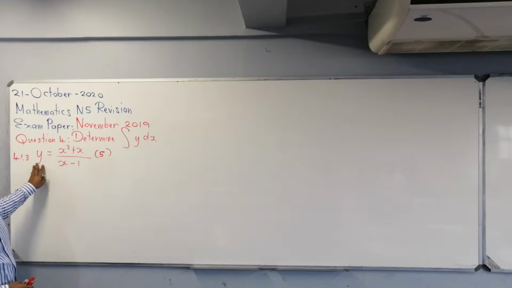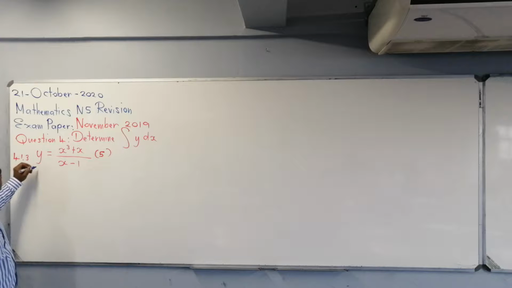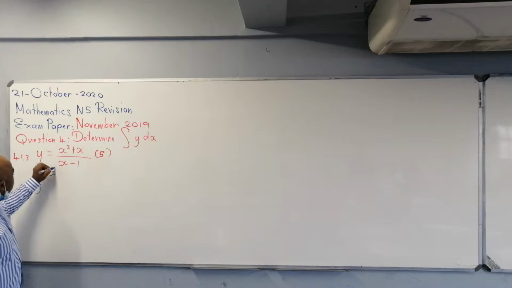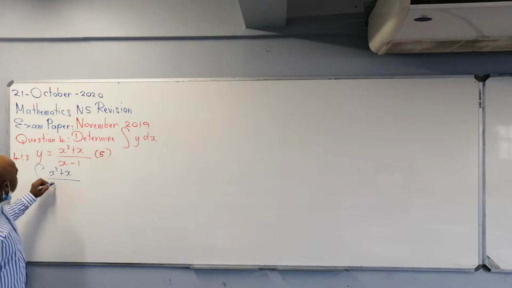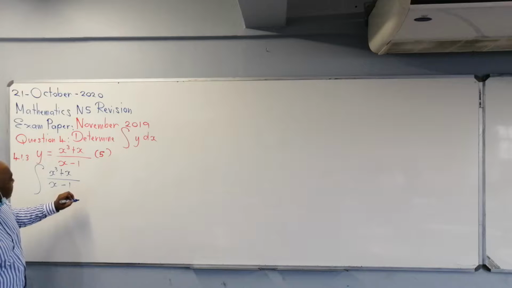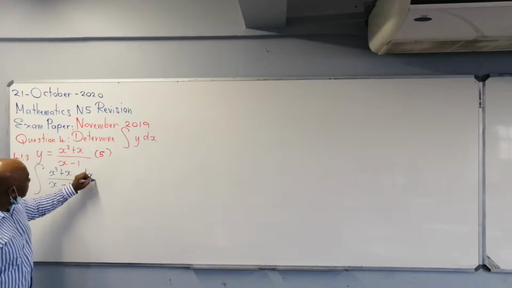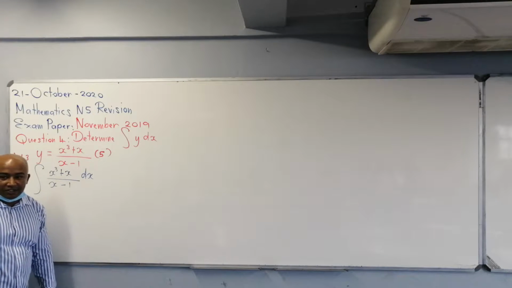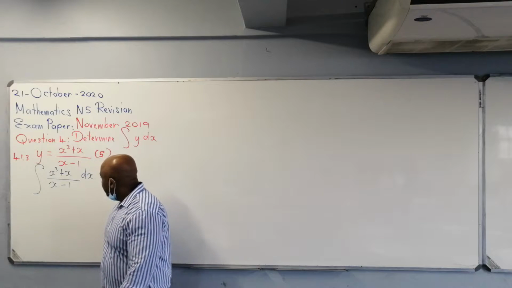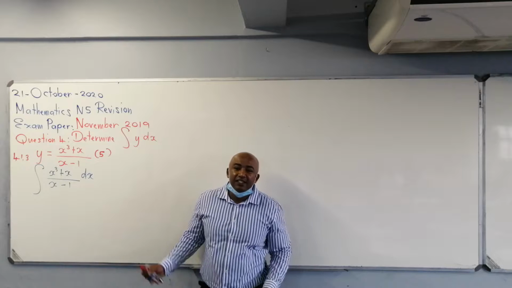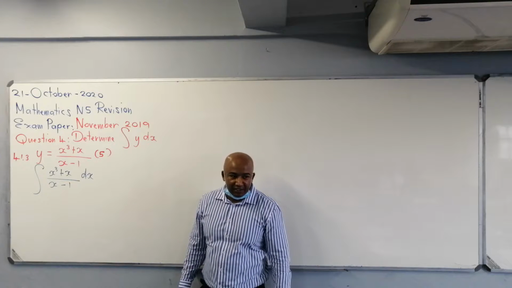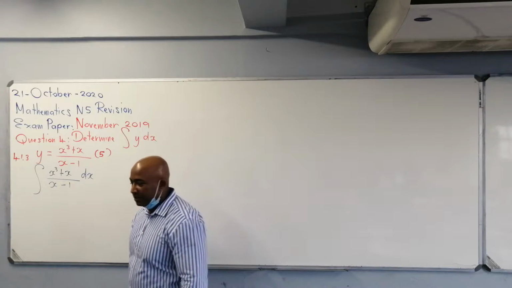So you're given the question as y is equal to. So you put in your integration sign there and replace y with x cubed plus x divided by x minus 1 dx. Alright, so this is your problem. So what you will normally try and do is try and factorize and see if anything cancels here. Okay, that's a normal thing to do.